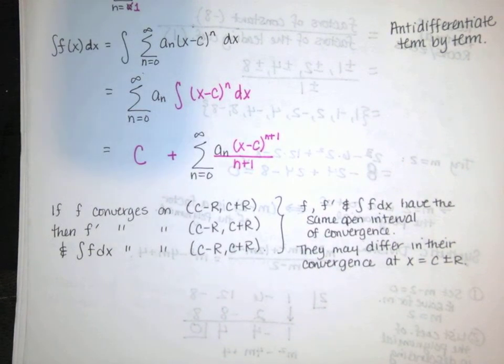So this is nice. If you already know where a power series converges, you can take its derivative, and you know almost all of where the derivative converges. You also can take its antiderivative, and you know almost all of where that antiderivative converges. The only thing that you might have to check is the endpoints, if you need the interval of convergence for the new series.